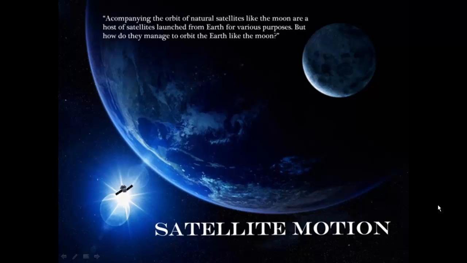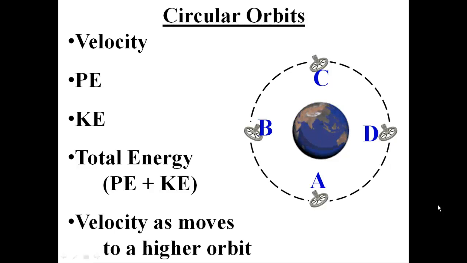Satellite motion. We're going to bring together the idea of energy and gravity and what keeps those things up in the sky. Well, the simple orbit to talk about is a circular orbit. Now, let me just say that there really is no such thing as purely circular. But if there was, this is what it might look like, as you can see from the picture to the right.